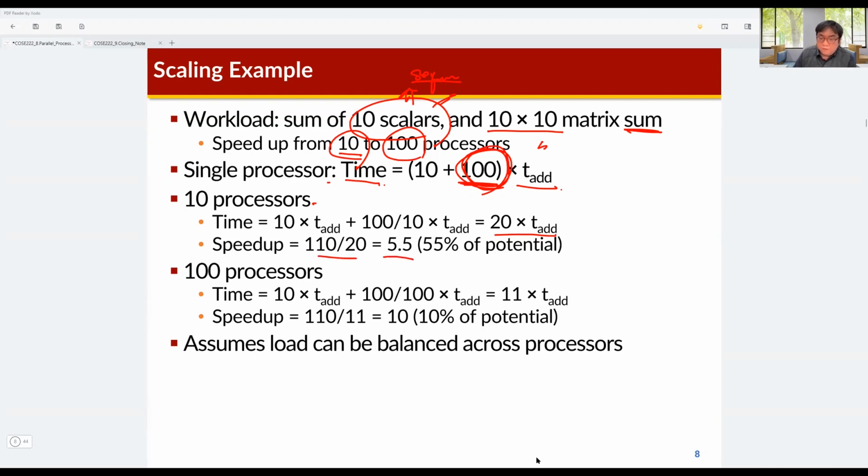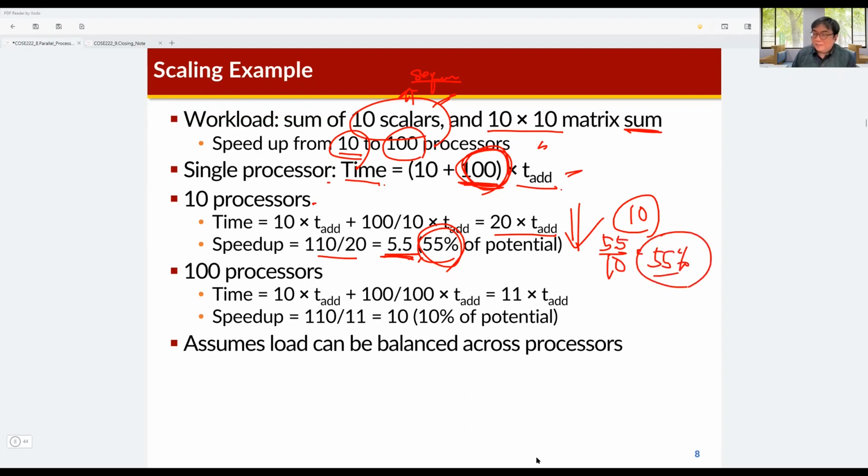How about the speed up? Speed up is 5.5. So just 5.5. Our expectation is that if we use a 10 core system, then performance can be improved 10 times. But in reality, in this example, the speed up is just 5.5. Okay. So it's 5.5 over 10, about 55% of our expectations.